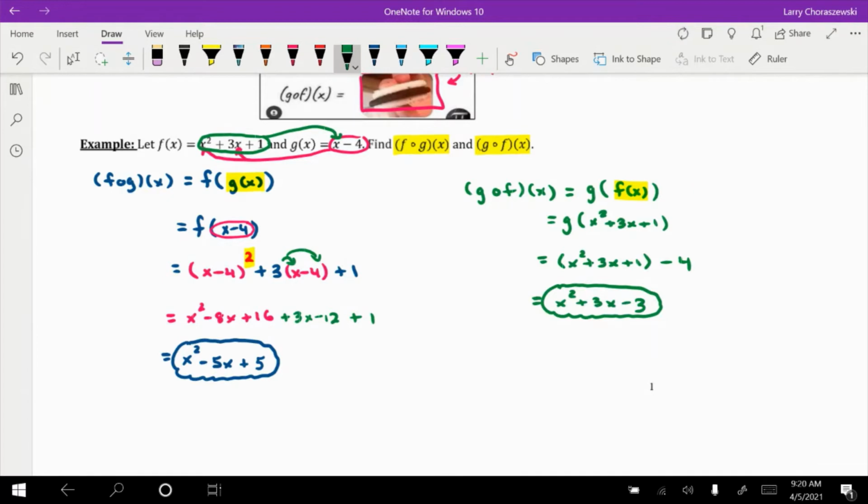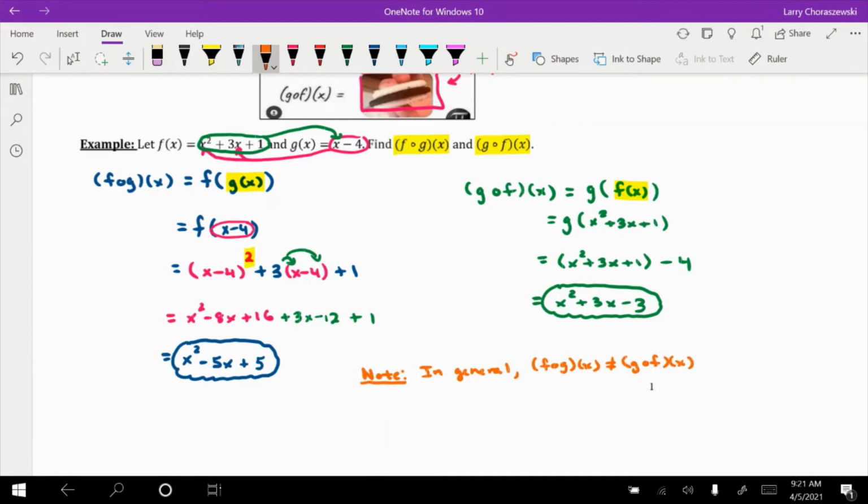Any questions? Now, did we get the same expressions when we reverse the composition? No, we didn't. They're similar, but they're not exactly the same, right? So I want to make an important note here before we go to the next page. I'm going to say, in general, f of g of x does not equal g of f of x.